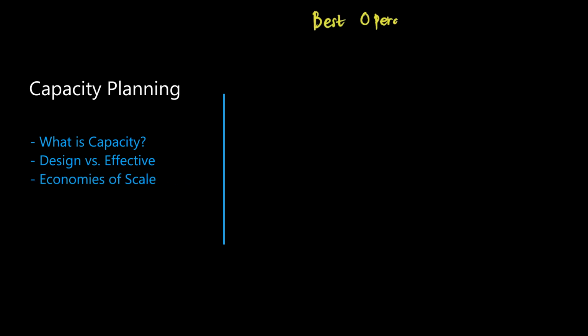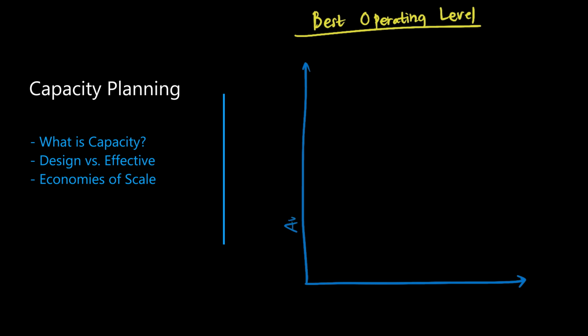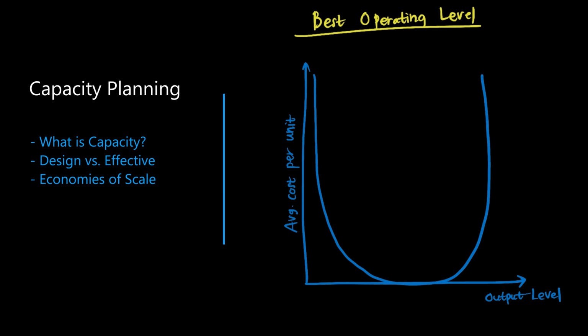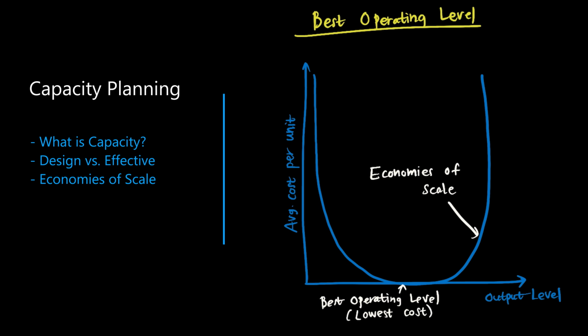When planning capacity, companies are driven by the search for the best operating level. This is the level of output that results in the lowest average cost per unit. Initially, as a company increases output, it experiences economies of scale. The cost per unit drops because fixed costs, like the factory rent, are spread over more and more units. But if a facility gets too large, it can suffer from diseconomies of scale. The cost per unit starts to rise again due to problems like congestion, communication breakdowns, and increased complexity.